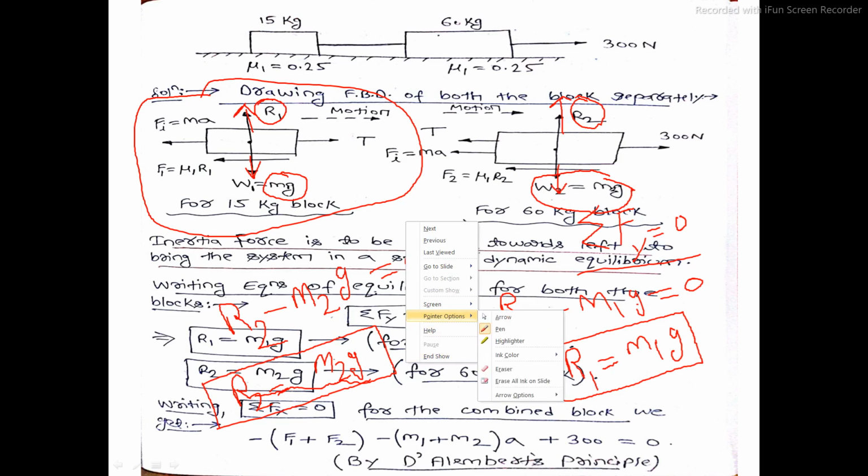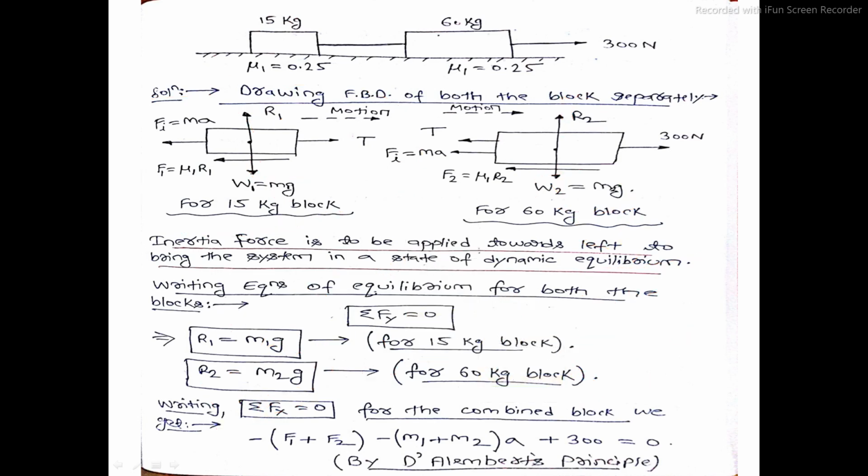So all these things are there in the slide. See, for the 15 kg block it is R1 is equal to M1G, and for the 60 kg block summation Fy equal to 0 gives R2 is equal to M2G. Correct? Now let us write down the force equilibrium equation for both the two blocks combinedly. Now let us write down summation Fx equal to 0 for both the two blocks combinedly. What will be the equation?